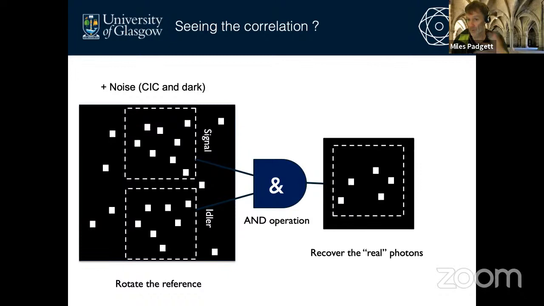If there's some thermal background light, that will give rise to photons, of course, over all or some of the image here, but they will not be anticorrelated in their position with their partner photon in the other half of the image. So it allows us to distinguish the down-converted photons from both sensor noise and thermal background light. So let's keep going.